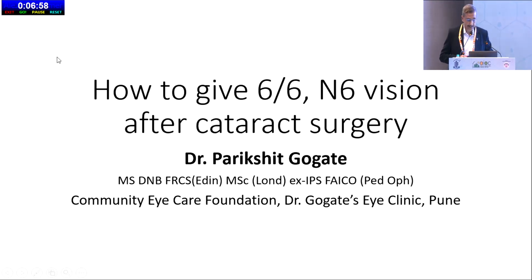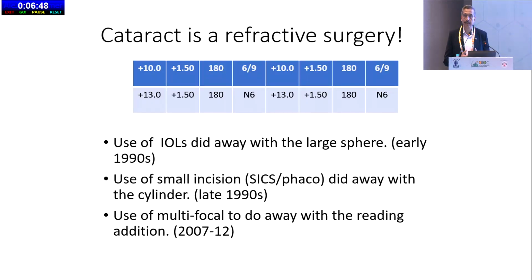I have a small talk on how to give 6/6 and N6 vision after cataract surgery. I've kept it as cataract, so it covers both FACO and SICS. When I did my residency, this was the most common refraction that we gave: +10, +1.5 into 180 with an addition. Now the use of IOLs has done away with the sphere, the use of SICS or FACO has done away with the cylinder, and multifocals have done away with the addition.